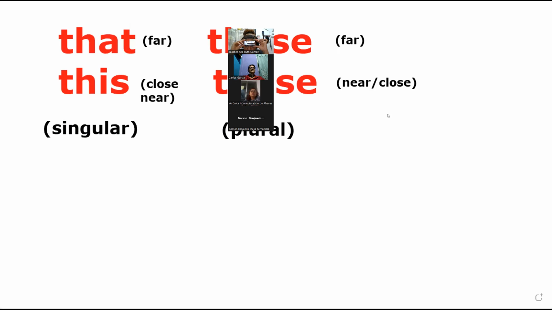Si yo lo digo, yo digo, this is a stapler. Pero si ustedes lo dicen, ¿cómo lo dirían? That is a stapler. Exactly, porque no la tienen ustedes, la tengo yo. Ajá, so ustedes dicen, oh, that is a stapler. Okay. What about this one? That is a bottle. That's a bottle, all right.